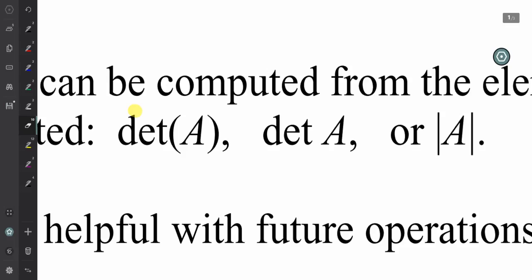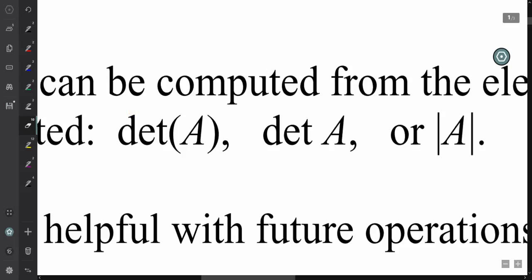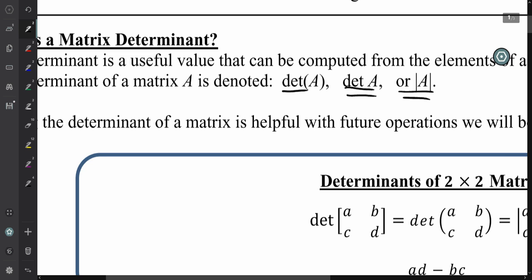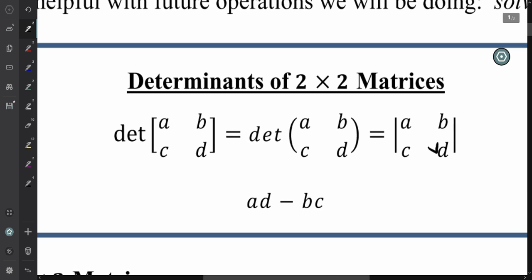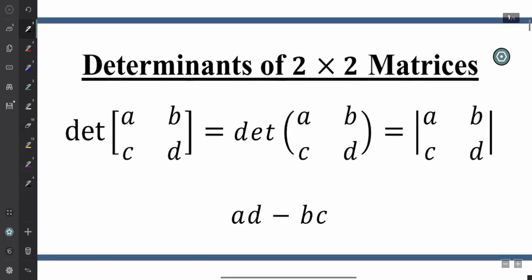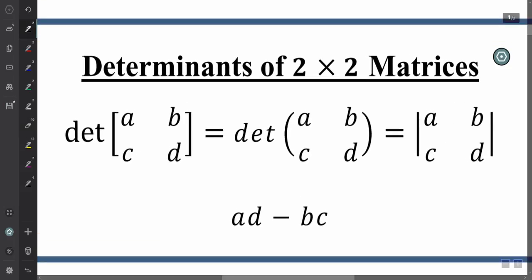We use the phrase DET for determinants, and there's three different ways we can write it. To see it actually with matrices, let's look down here to see what it looks like. When we're dealing with our matrices, you'll see determinant in three different ways. The first way is to put DET with the matrix surrounded in brackets. The next is DET with the matrix surrounded in parentheses.